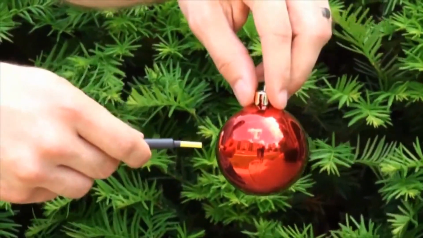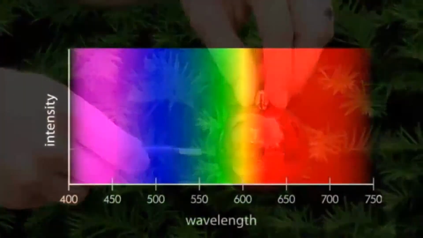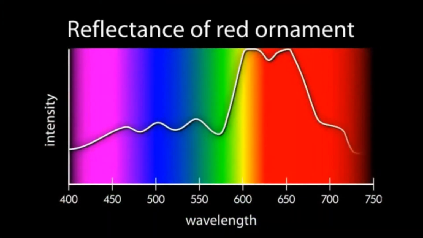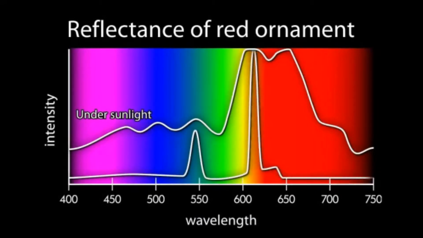Here is that red ornament under sunlight. Now it is easier to see that the ornament does reflect red wavelengths of light. Compare how the ornament's reflected light is different under the white light bulb than when it is under the sun. This illustrates how the properties of light are not always consistent with what we see.